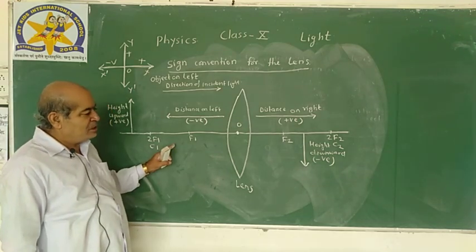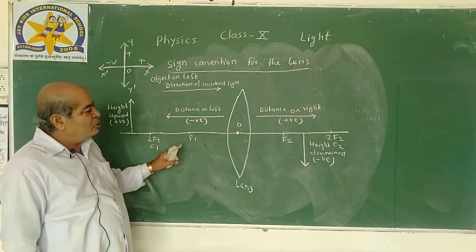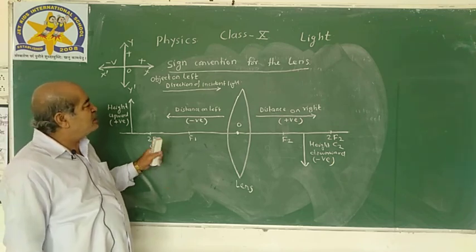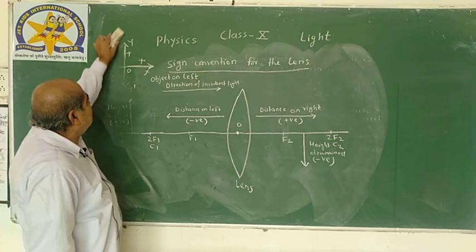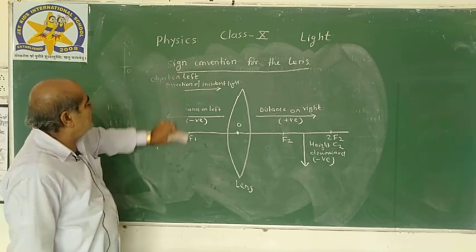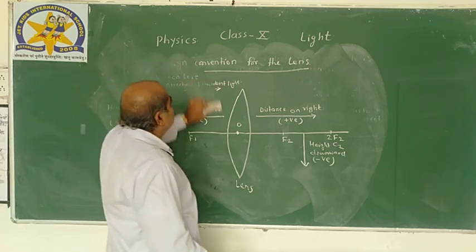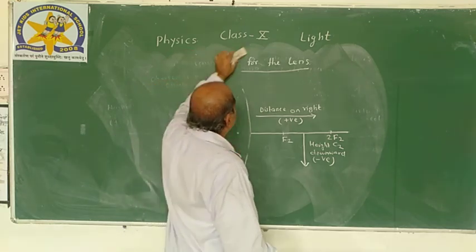In your book there is no diagram. You draw this diagram and explain the sign conventions. So these are the sign conventions for the lens.